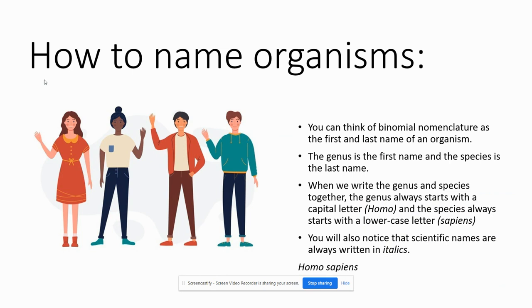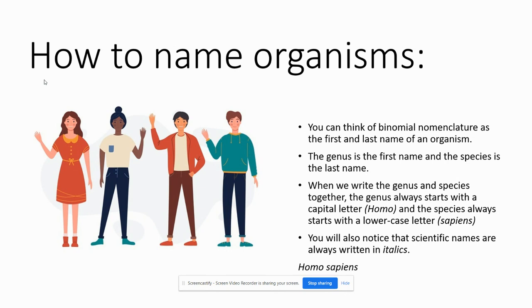So how do we name these organisms? You can think of this binomial nomenclature as an organism having a first and a last name. So the genus is always the first name and the species is always the last name. The genus always starts with a capital letter and the species always starts with a lowercase letter.